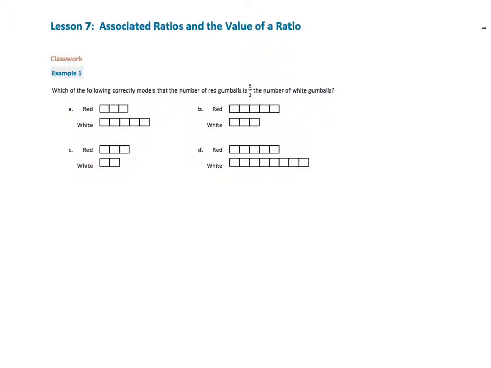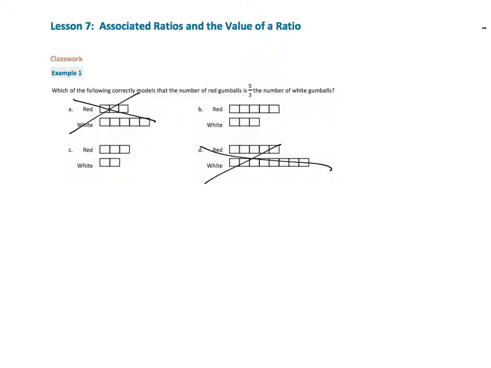Well, if we think about the statement, the number of red gumballs is 5/3 the number of white gumballs, which one do we have more of? Do we have more red gumballs or more white gumballs? Well, if red has 5/3 the number of white gumballs, 5/3 is an improper fraction, meaning that it's bigger than 1. So that means there are more red gumballs than white gumballs. So we know that there has to be more red. So that means that the answer cannot be A and the answer cannot be D. So then we're left with C and B.